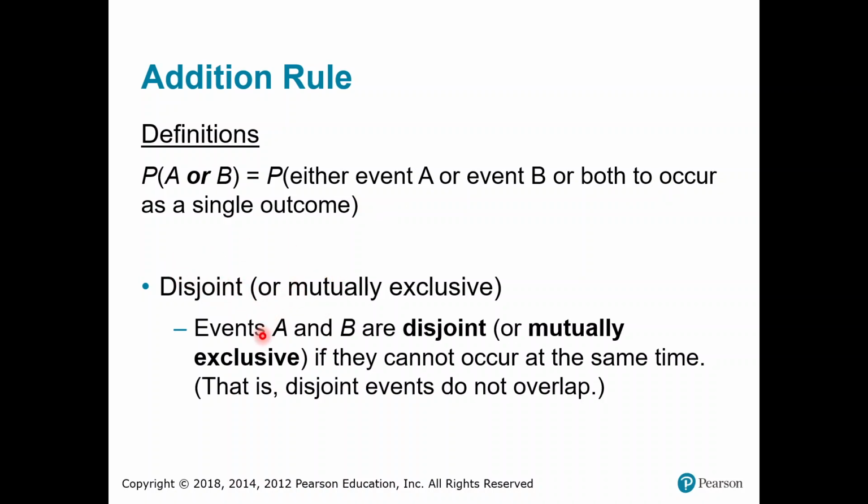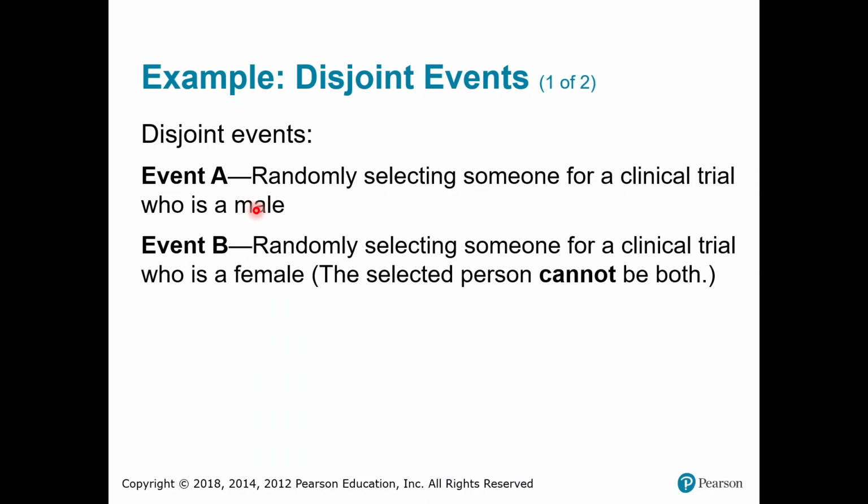Disjoint events. Events A and B are disjoint, or sometimes we call it mutually exclusive, if they cannot occur at the same time. So for example, if event A is selecting someone who is a male, and event B is choosing someone who is a female, since we cannot get a person to be both male and female, then these events are disjoint.